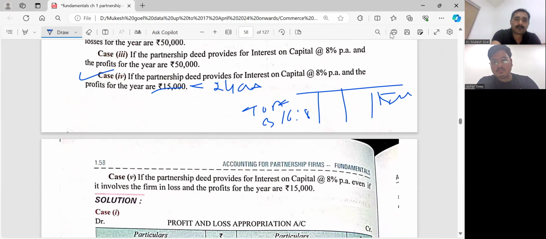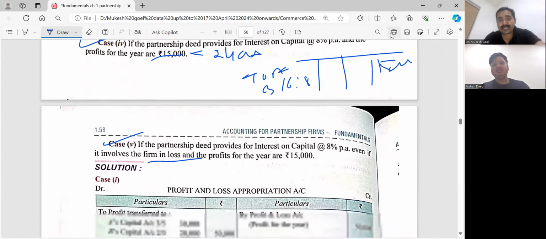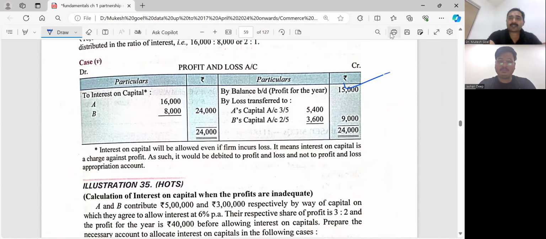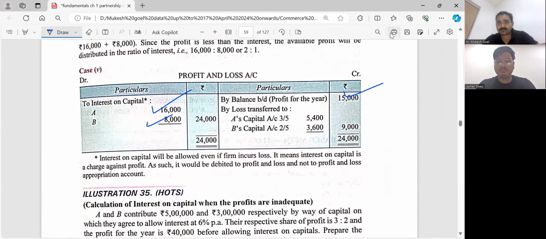Last case: if the partnership deed provides interest on capital at 8% per annum, even if it involves the firm in loss, it means a charge. In that case, our loss is 15,000. We will give full interest, and the remaining loss will be divided in the ratio of 3:2. Okay?